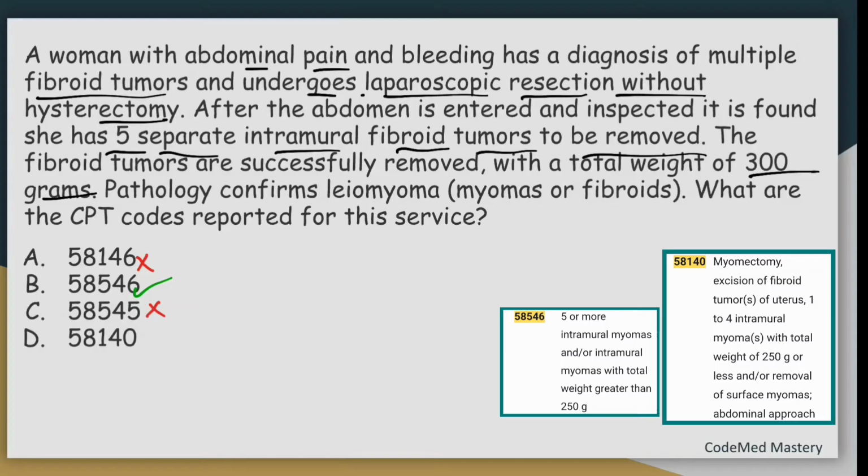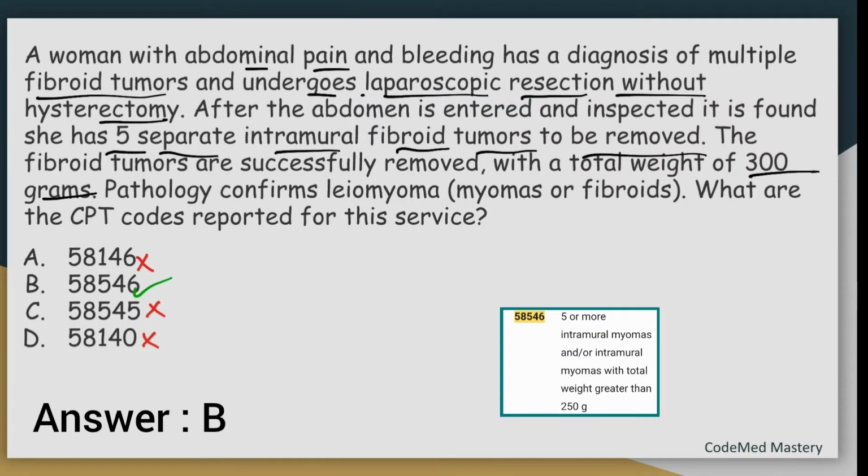And the code 58140 is for myomectomy, excision of fibroid tumor of uterus, 1 to 4 intramural myomas, total weight of 250 gram or less. So that is also not matching with the scenario, because in the question they have mentioned a laparoscopic procedure. Okay, so eliminate option D. Option B is the right answer.